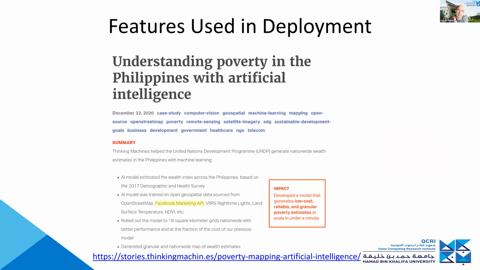Also here, we were happy that there was at least some tech transfer beyond just the paper. We worked with a small tech company called Thinking Machines, and they incorporated these features in their poverty models together with other features. And their poverty predictions were then used by UNDP for their business planning.